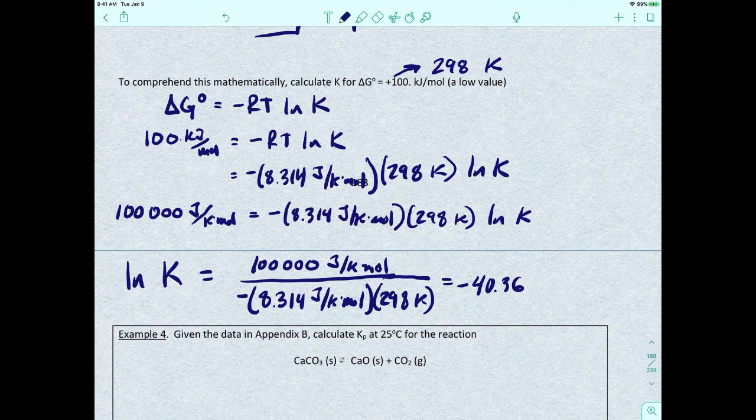And if you take that value, that's your exponent for e. e raised to the negative 40.36 is going to give you your K value. K should come out to be 2.96 times 10 to the minus 18th. So this is going to tell you that this definitely favors reactant formation.